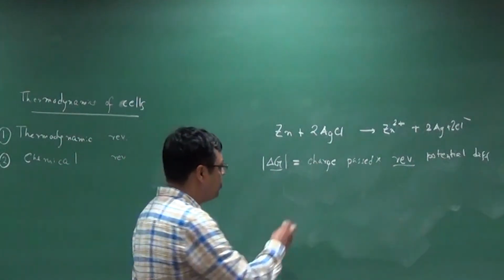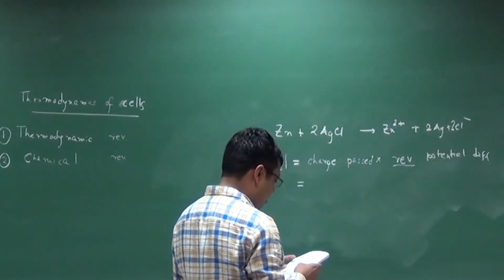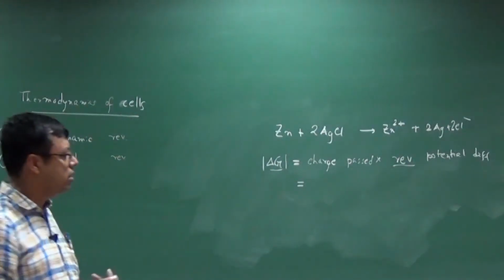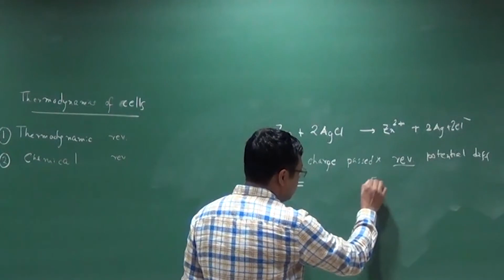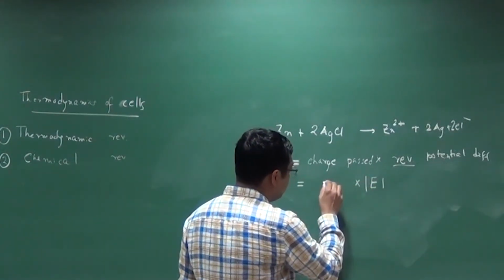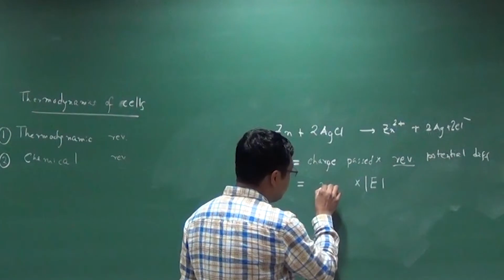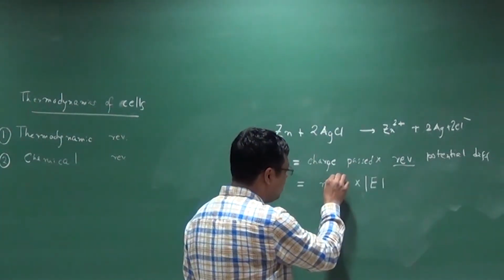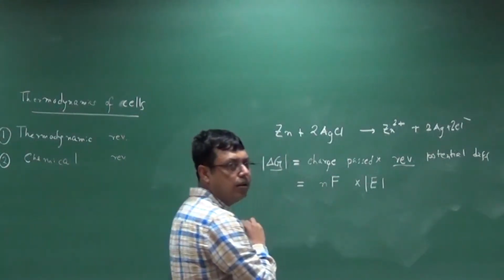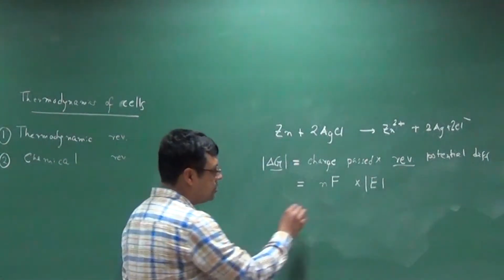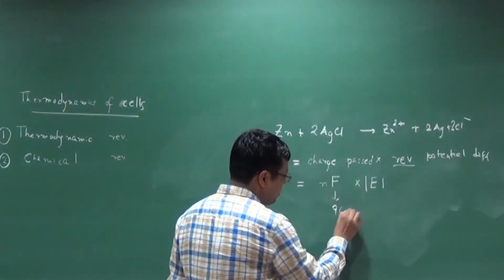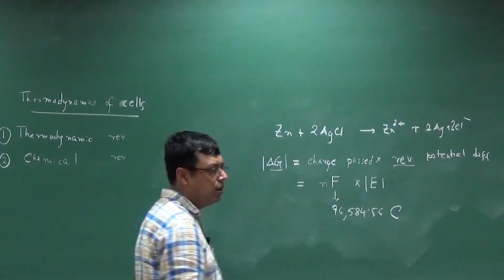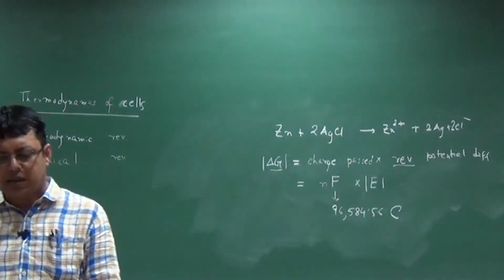So of course, you know what I'm going to write. Suppose that with the potential difference, I write it as E. And suppose the charge passed, if I call that n moles of electrons has passed, each mole I know the amount of charge will be basically 96,484.56, something like that, coulomb. And then basically this will be the equation.